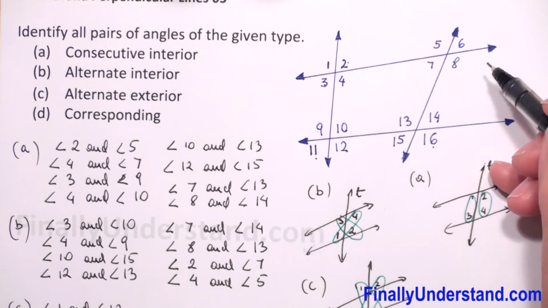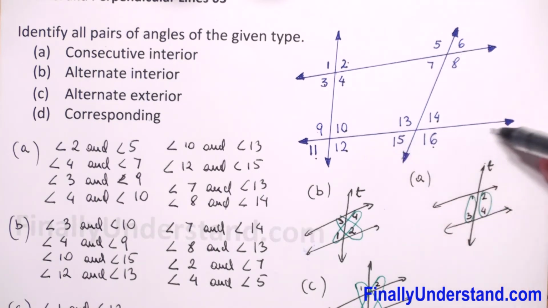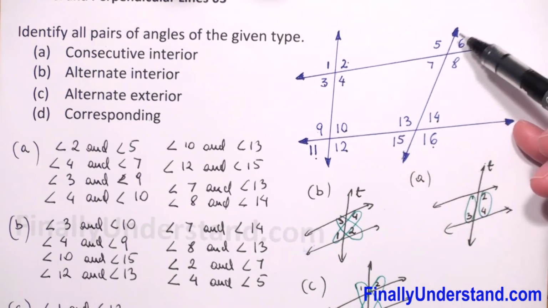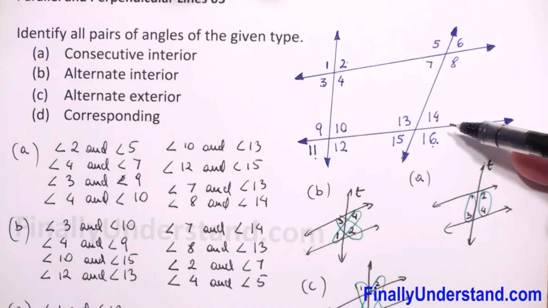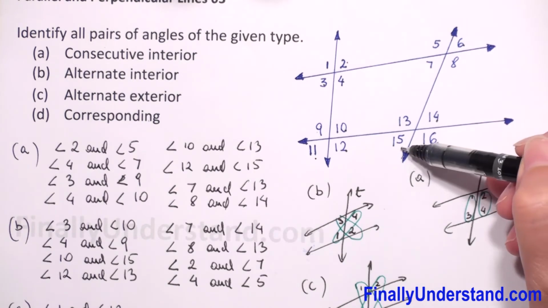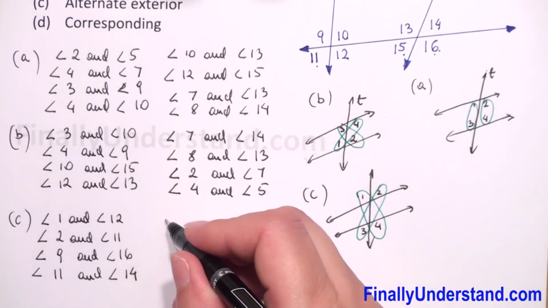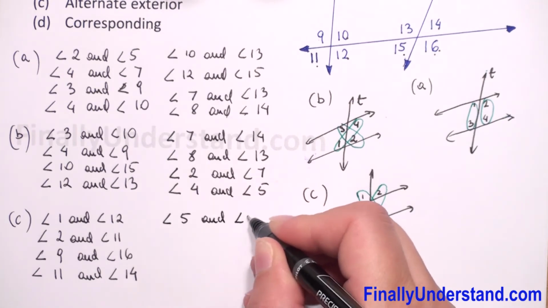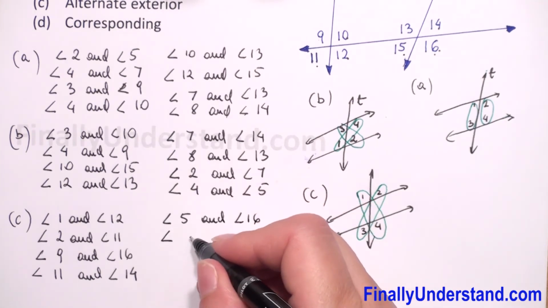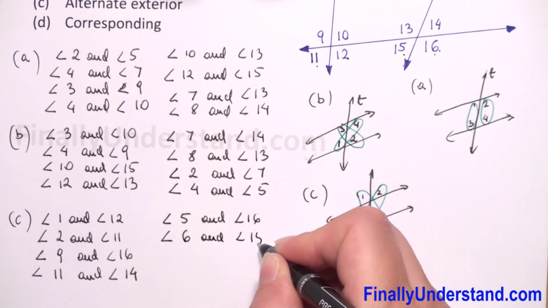Next, let's put that this is our transversal for these two lines. So we have to find angles which are outside of our lines and on opposite sides of our transversal. So 5 with 16 are alternate exterior angles, and 6 and 15. So we have angle 5 and angle 16, angle 6 and angle 15.